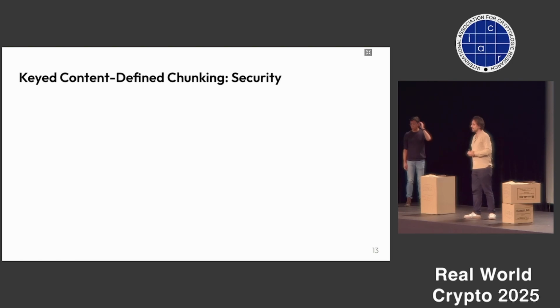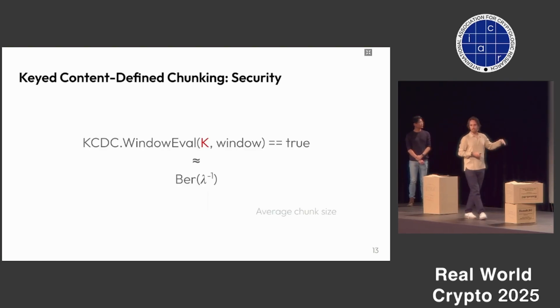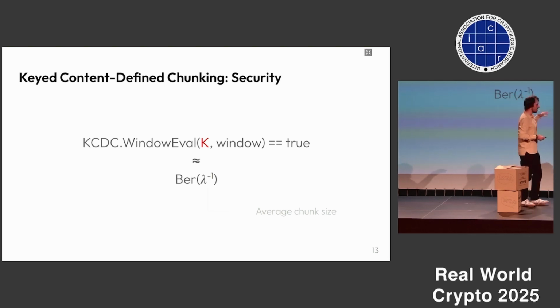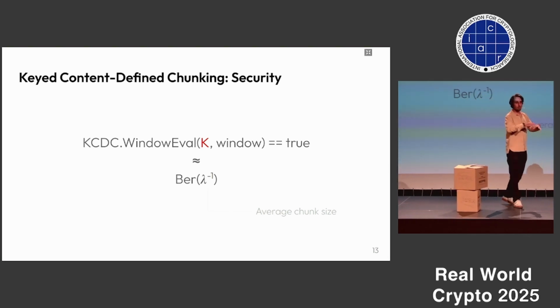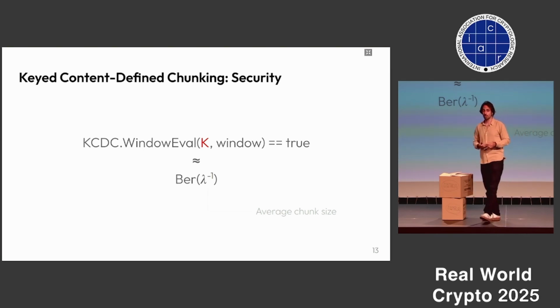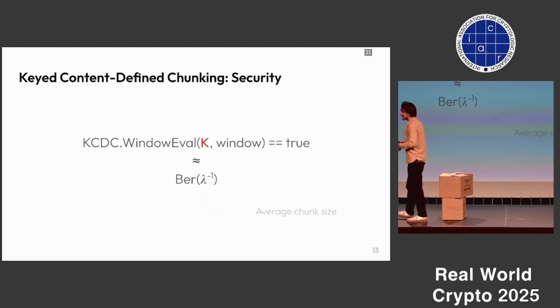What security would we want or expect from all of this? Well, probably I can convince you that if our window evaluation function with the key behaves like a Bernoulli distribution of parameter lambda to the -1, where lambda is the average size of chunk that we want to obtain, then an adversary could not infer anything by just looking at the size of the chunks. But what about the real world? Do we get this kind of security from keyed content-defined chunking schemes in the wild? I will let Kien tell you more about this.